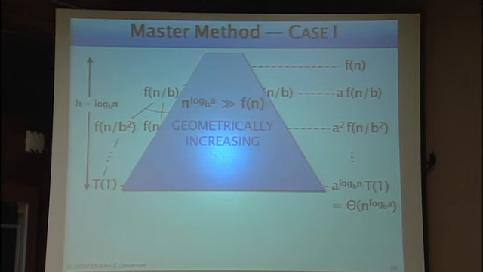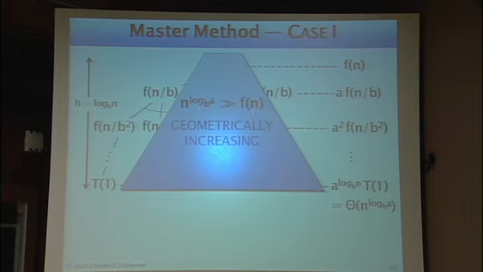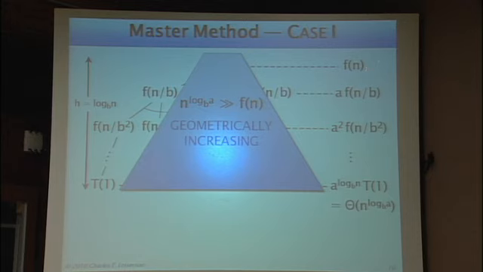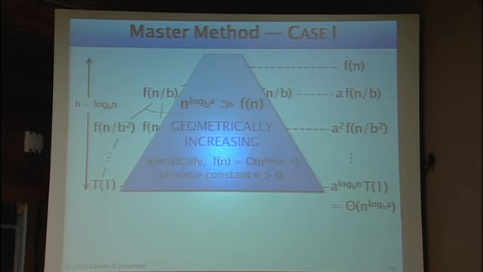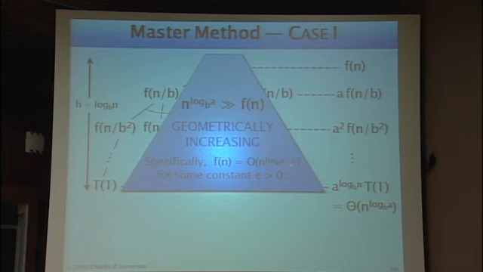I hope this is a review for most people. If not, that's fine, but hopefully it'll get you caught up. If n to the log base b of a is much bigger than f of n, then these terms are geometrically increasing. And since it's geometrically increasing, all that matters is the base case. In fact, it has to be not just greater than, it's got to be greater than by a polynomial amount, by some n to the epsilon amount for some epsilon greater than 0.